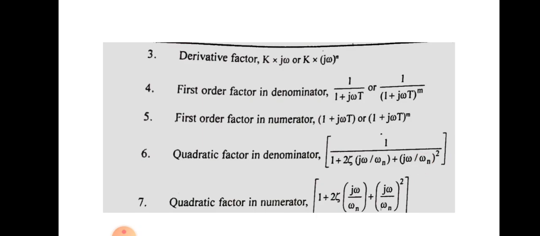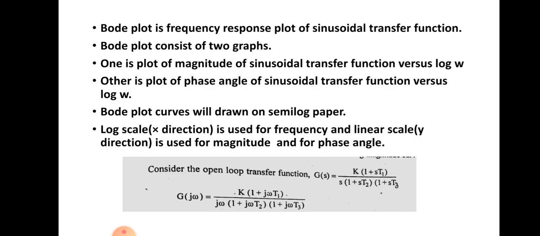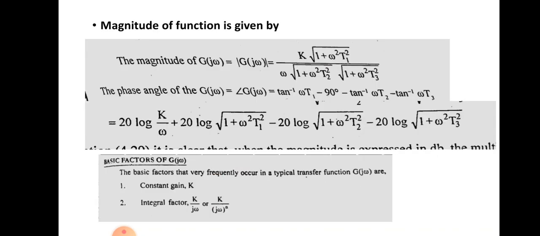So let us have a look at each of these cases. First one, constant gain K. Let G of s be equal to K. You know that there is a gain term in our function. K is the gain term in the sinusoidal transfer function, so we should know how to draw it.